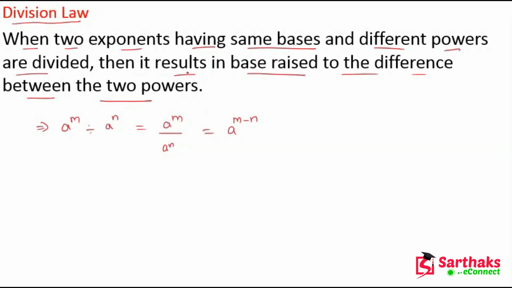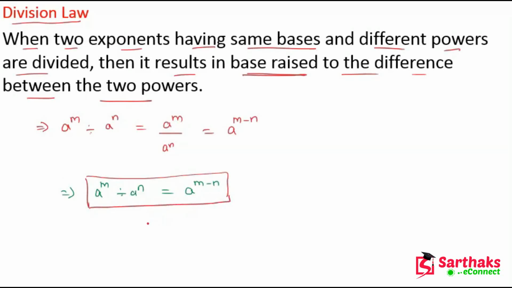The result is the base raised to the difference between the two powers. I hope you understand this. This is the division law. If we have a raised to power m divided by a raised to power n, then we can write a raised to power m minus n.